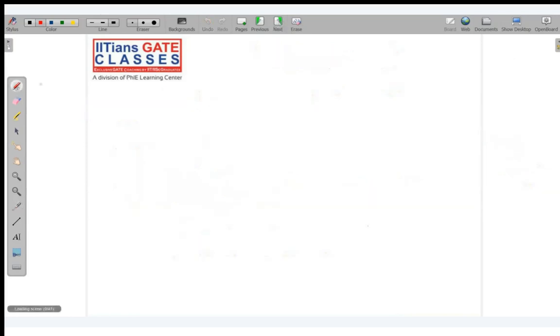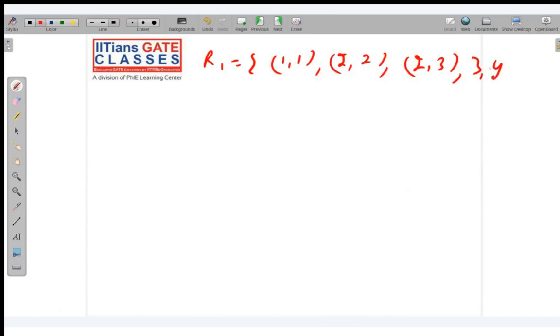Okay, so for example, R1 relation is (1,1), (2,2), (2,3), (3,4). Is it transitive or not? We have to check this. So I will simply say forget about these two. These are self loops now. Forget about them. They will never create problem. Now you will check this. (2,3), (3,4) is there. Where is (2,4)? (2,4) is not there. So I will simply cross it.